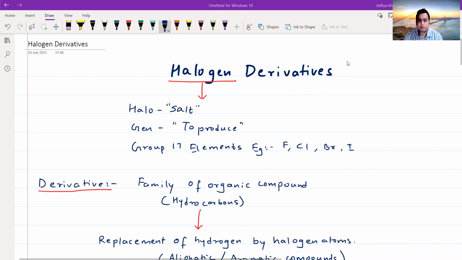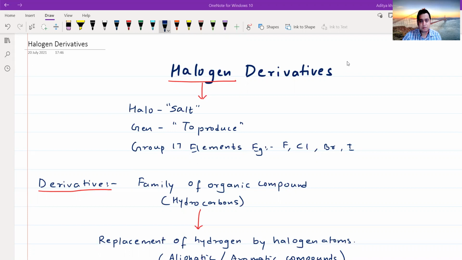Okay, so today I'm going to talk about halogen derivatives. This is actually the first chapter in 12th standard SSC board. So let's first understand the meaning of halogen derivative.